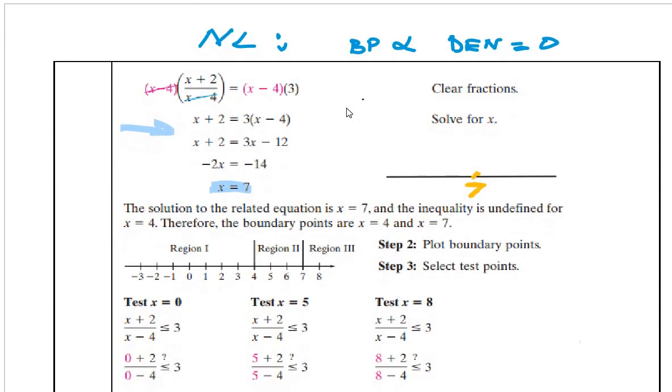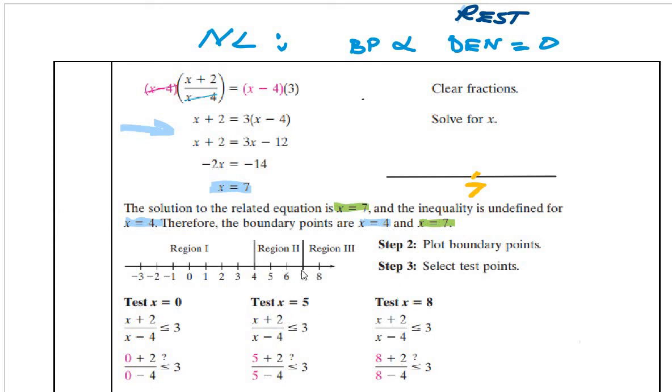There's nothing funny. We have the boundary points and we have our restrictions. The restriction is where the denominator is 0, and in our example, that is where x is 4. So the restriction is 4 and the boundary point is 7.